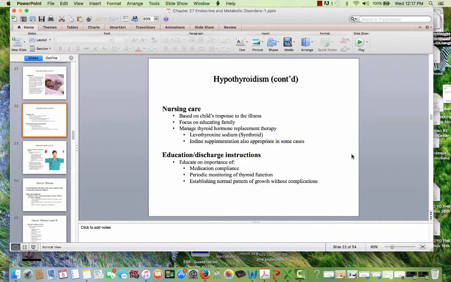Instruct parents to give the thyroid medication at the same time each morning and not to skip or double doses. This is very, very important. Medication compliance is very, very important. You also want to instruct the parents that formula should be milk-based and not soy-based, as soy-based formulas can break down the effects of the medication. Reinforce the importance of medication compliance, as I just mentioned. And teach them about the contraindications and potential side effects of giving thyroid replacement medications as well.